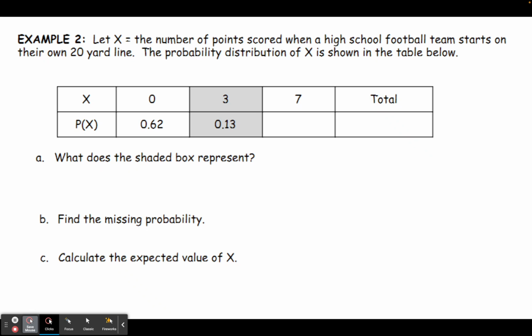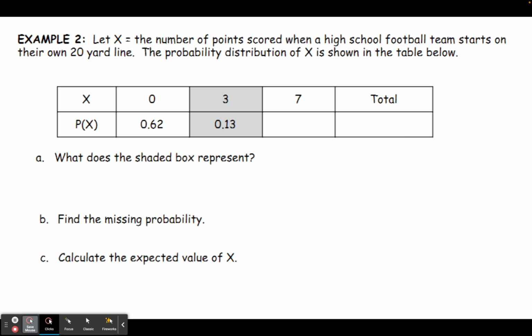Here's another example. We're going to suppose that X represents the number of points scored when a high school football team starts on their own 20-yard line. So in this case, it's very simplified, but there are three possibilities. Either they score 0 points, which means they're not able to get any points on their possession and they turn the ball over, or they could score a field goal by kicking, 3 points, or they could score a touchdown and get the extra point following, which would give them 7 points.